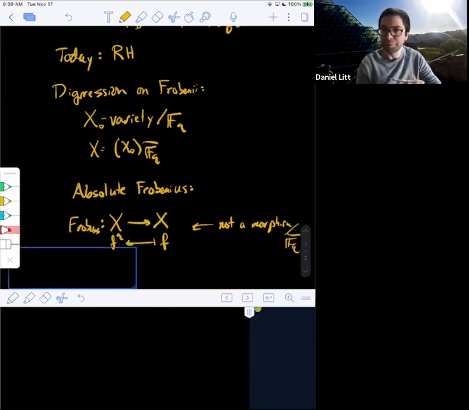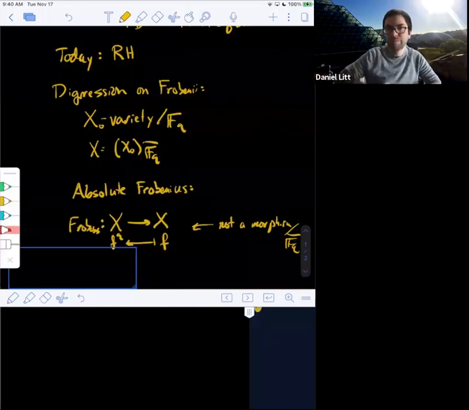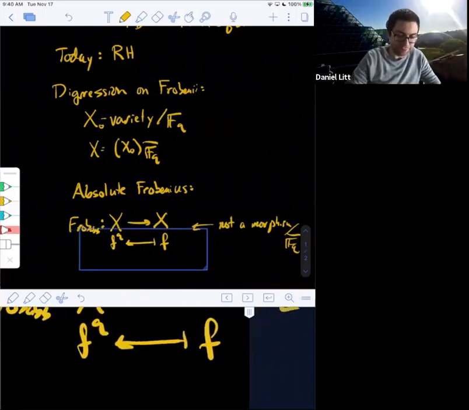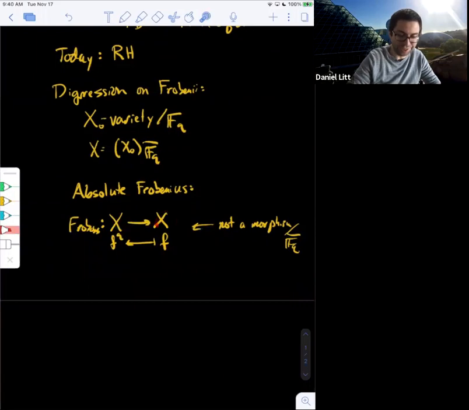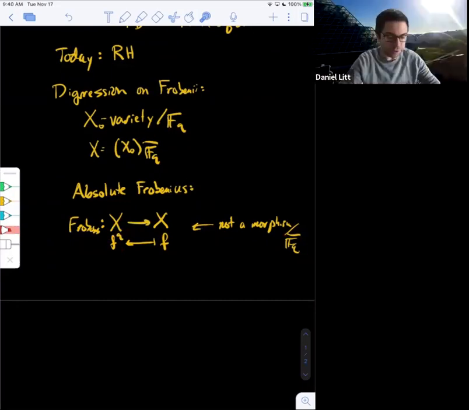So can anyone tell me why that is? Just to make sure you guys are awake. You just can't make the commutative diagram over F_q bar. Yeah, exactly right. And why is that? Well, it's because among the functions on X are the constant functions, and we're raising them to the qth power, which on F_q is the identity, but on F_q bar it's not. So this is a morphism over F_q, but not over F_q bar.